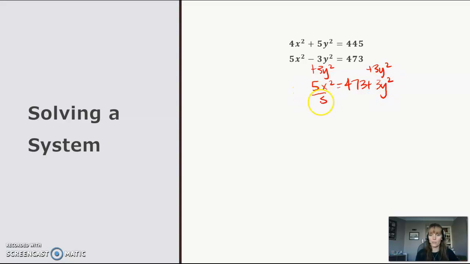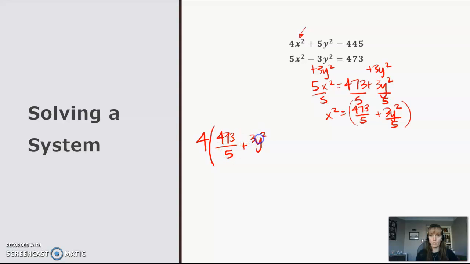Get your calculators ready for these big numbers here. Divide everything by 5 and x squared equals 473 over 5 plus 3y squared over 5. Now x squared is in my other equation, so I'm going to go ahead and substitute this expression in for it. So I have 4 times 473 over 5 plus 3y squared over 5 plus 5y squared equals 445.